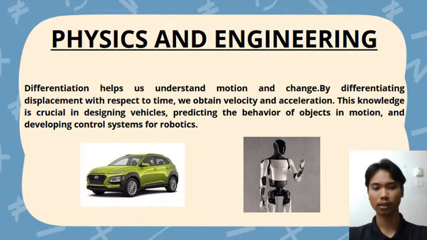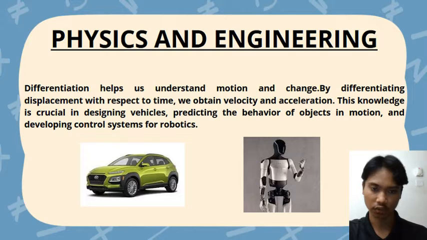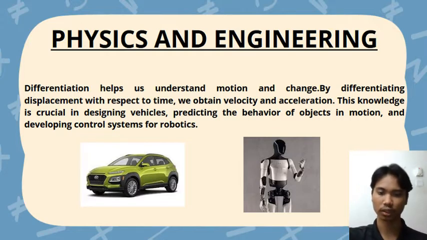Number one, physics and engineering. Differentiation helps us understand motion and change by differentiating displacement with respect to time. We obtain velocity and acceleration. This knowledge is useful in designing vehicles, predicting the behavior of objects in motion, and developing control systems for robotics.